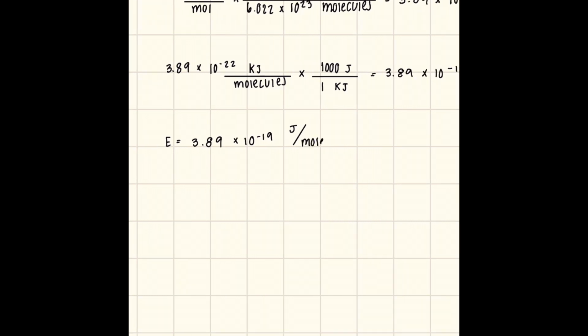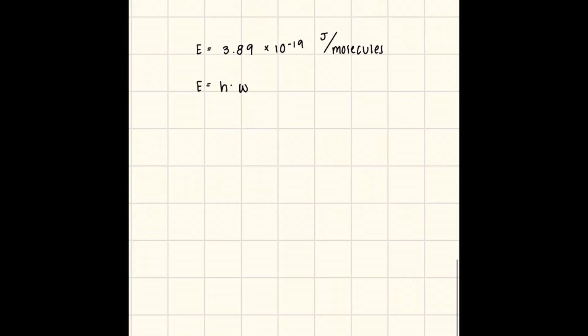Now, once we have this, we are able to start using the first equation that we are going to be using. And that first equation is going to be the energy equation. And I'm just going to write it again. Energy equals Planck's constant times frequency. So we have our E, so I'm going to write 3.89 times 10 to the negative 19 in place of the E, since we already know that because we solved it earlier.